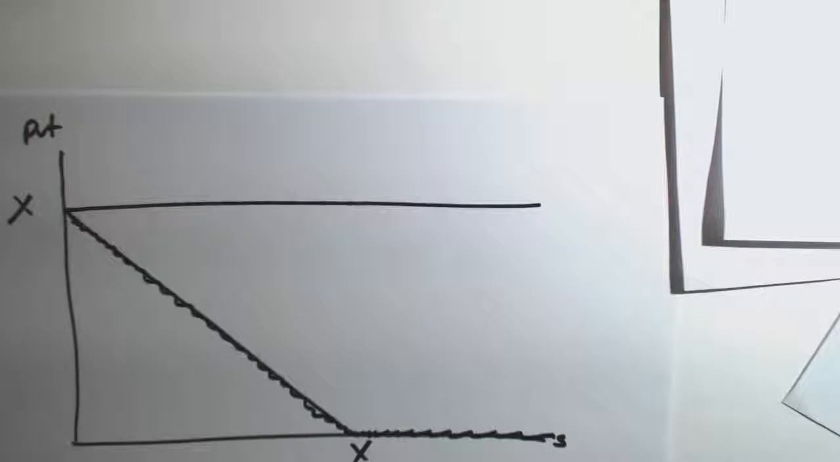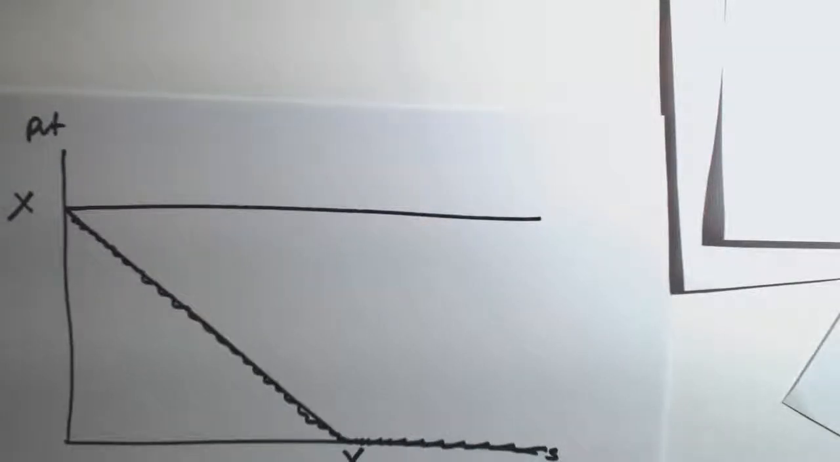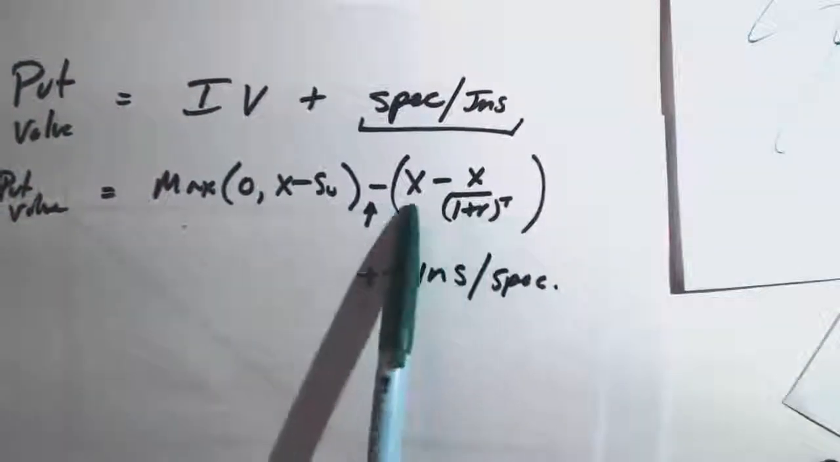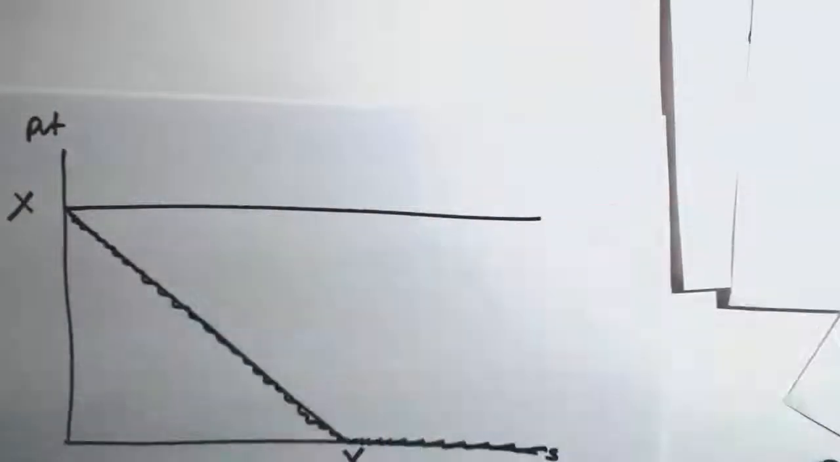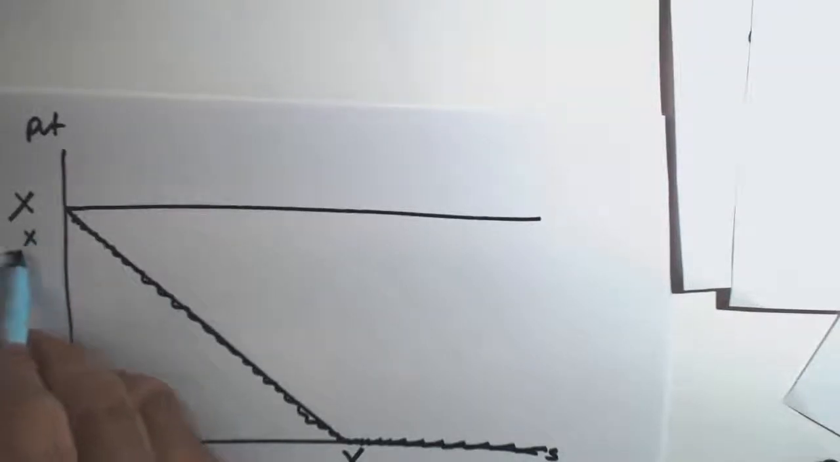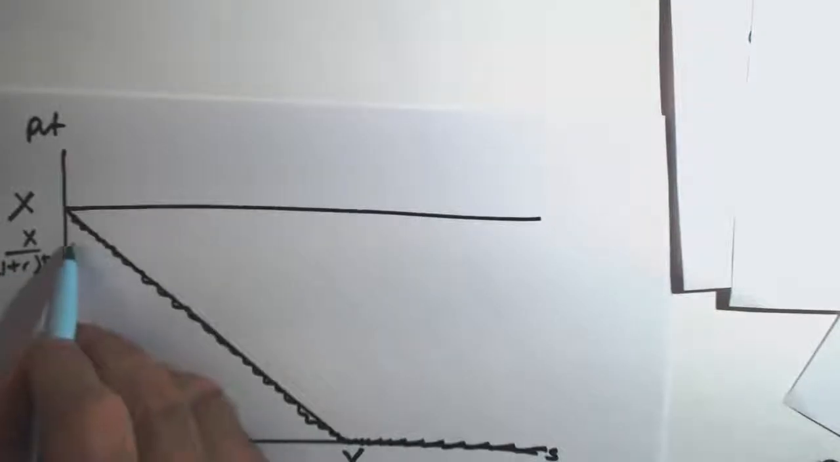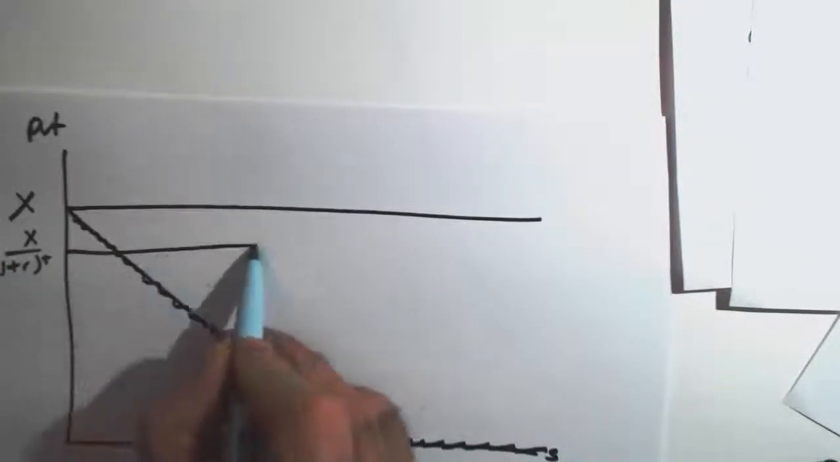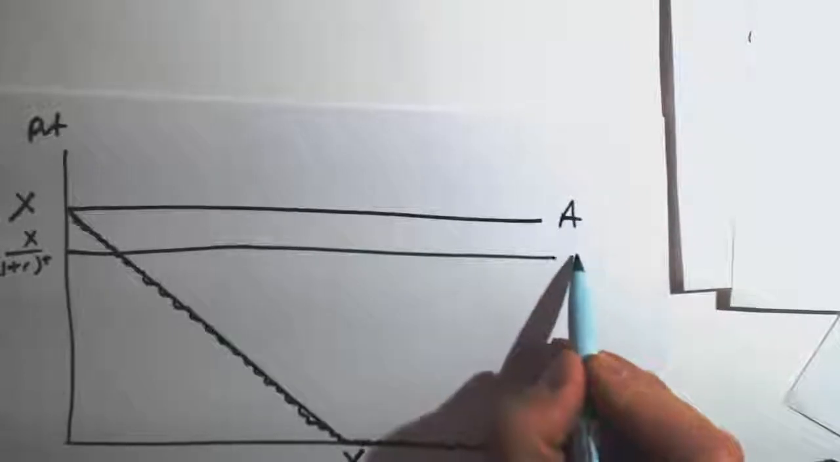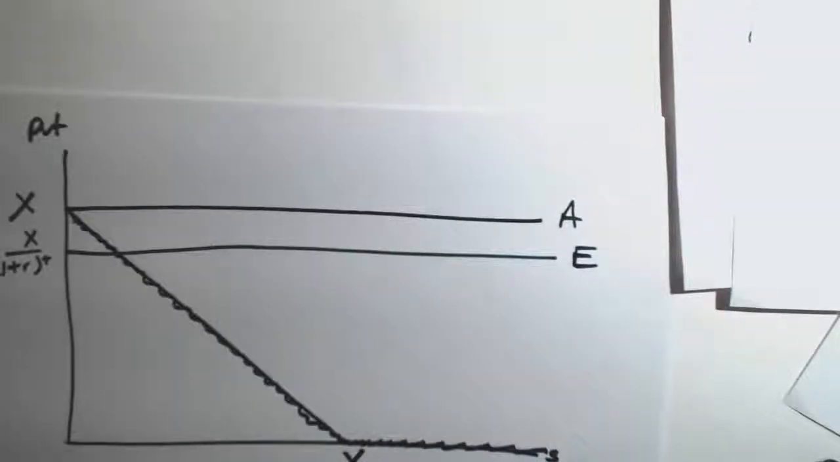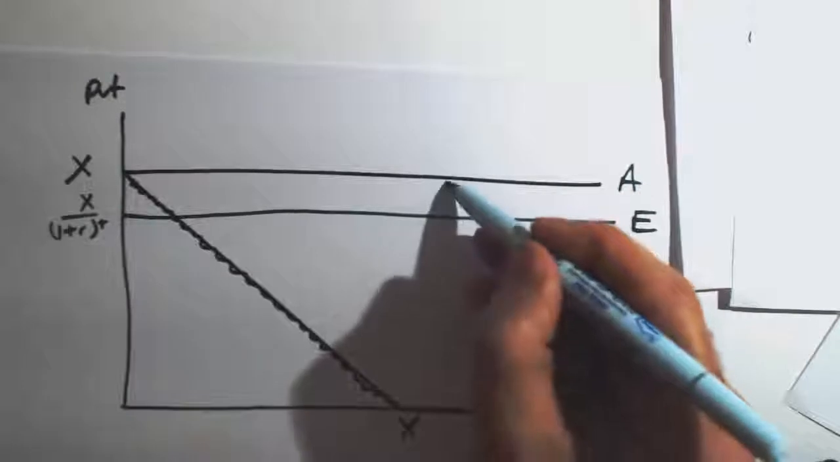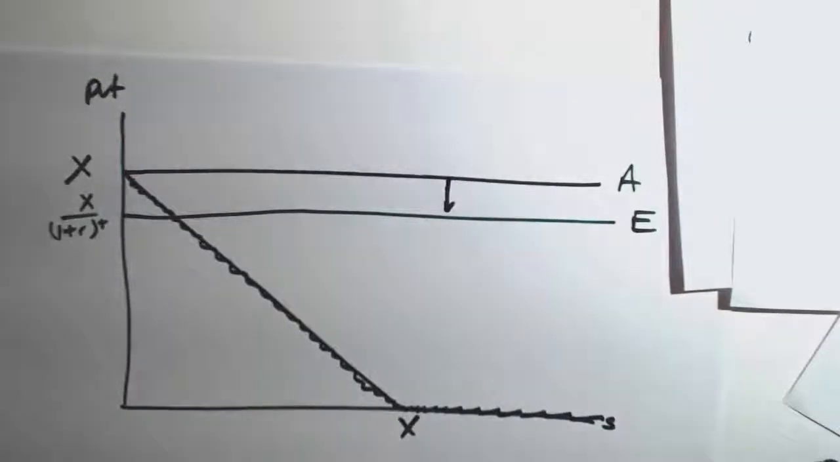Okay, but now we have to account for time value of money differences with the put. So the put has a negative component, right? Because of interest rates. And so now what that means is this is X over 1 plus R to the T power. It's lower, but it's constant. Okay, so this is the American, this is the European upper bound. So the European is a little lower from that perspective.